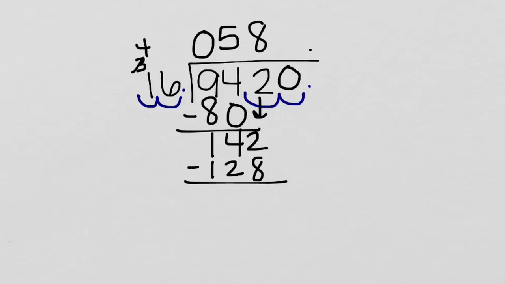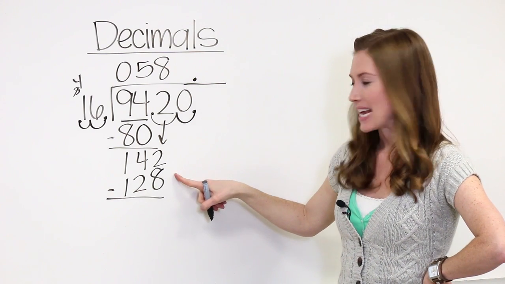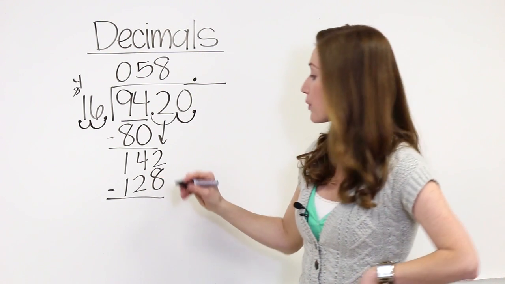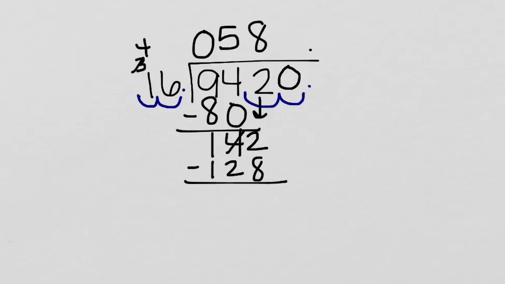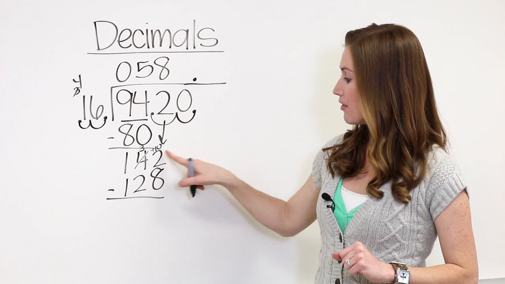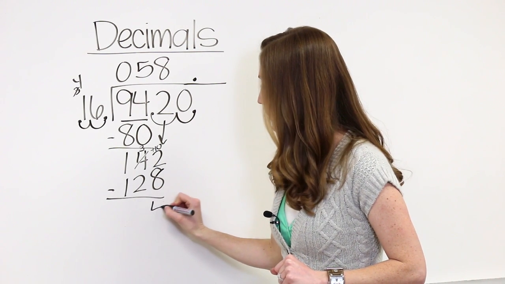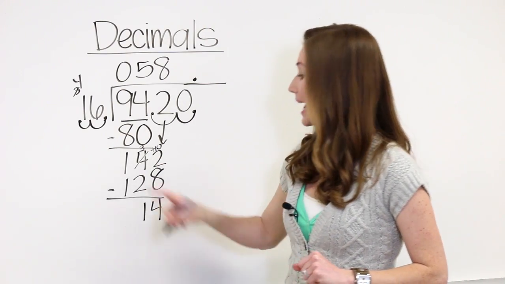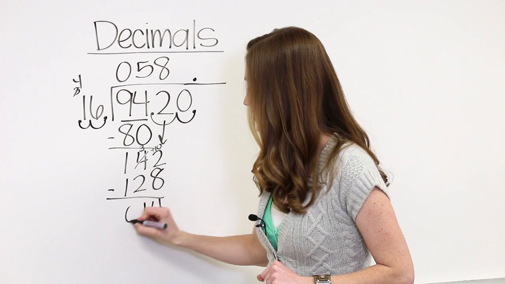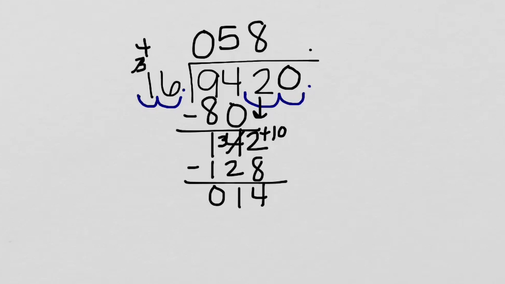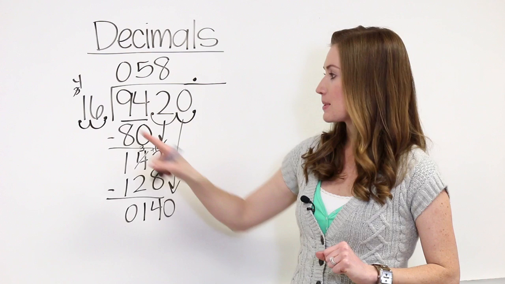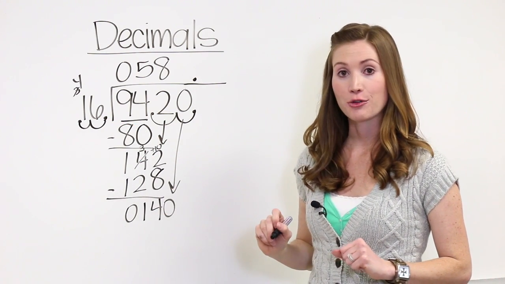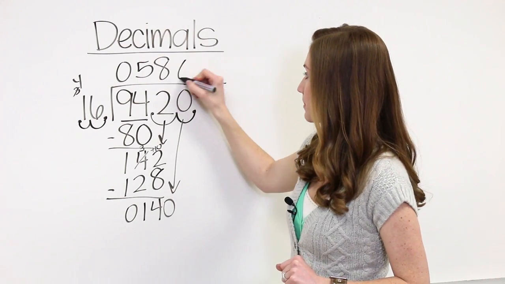Let's subtract. We can't do 2 minus 8, so we're going to have to borrow from our 4. Our 4 becomes a 3, and we add 10 to our 2. 12 minus 8 is 4. 3 minus 2 is 1, and 1 minus 1 is 0. Now we're going to bring down our 0. How many times can 16 go into 140? 8 times.